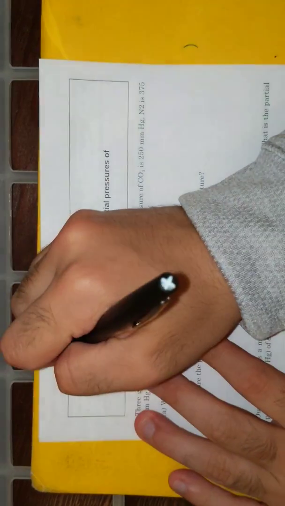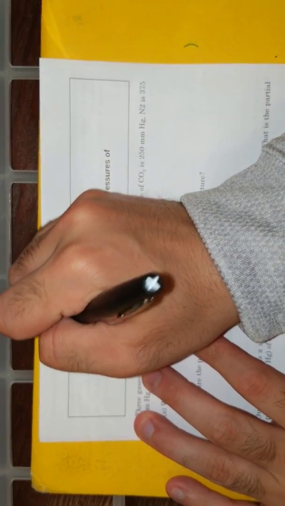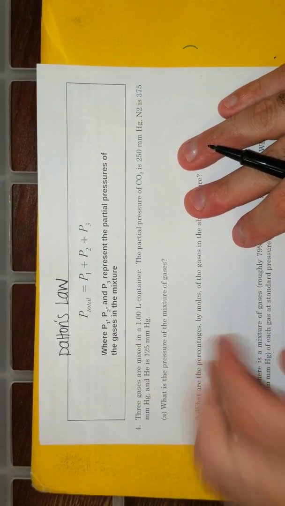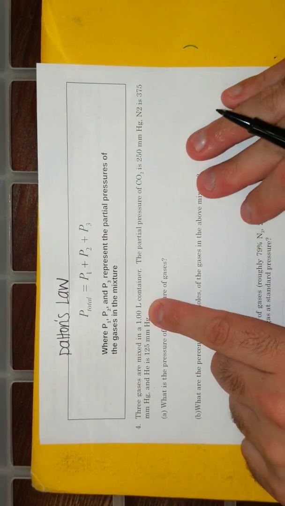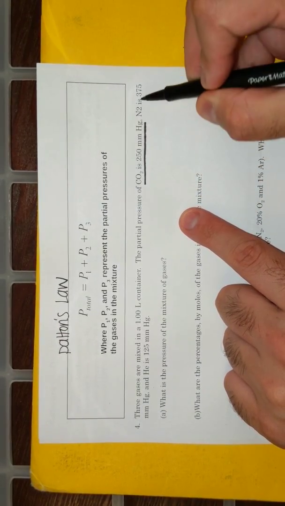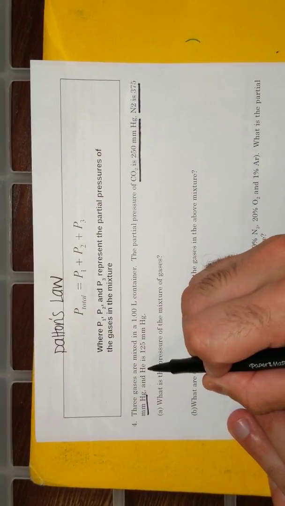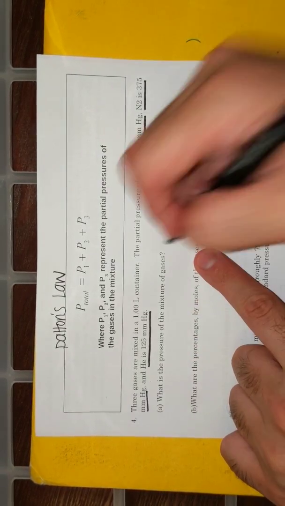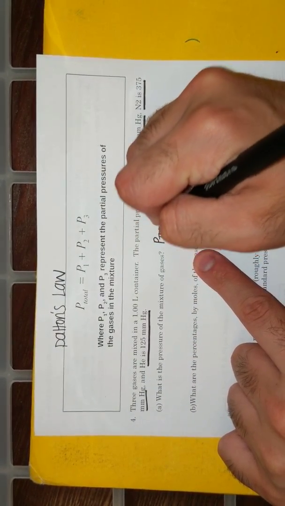So now we're going to move on to question number 4 here, and we're talking about Dalton's law. That's what this equation is here for you. Okay, and so it says I have 3 gases and they're mixed in the same container. The partial pressure of CO2 is 250 millimeters of mercury, N2 is 375 millimeters of mercury, and helium is 125 millimeters of mercury. Well, it says what is the pressure of the mixture? AKA it's asking for P total.